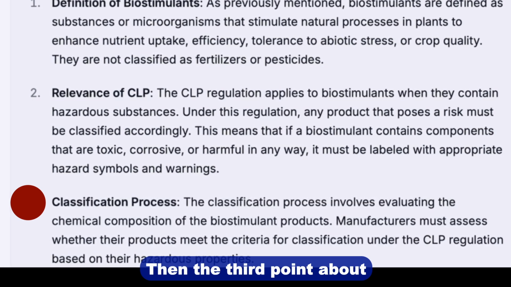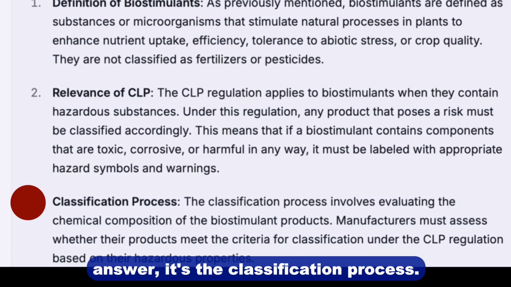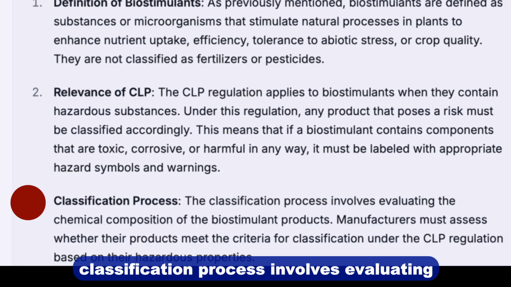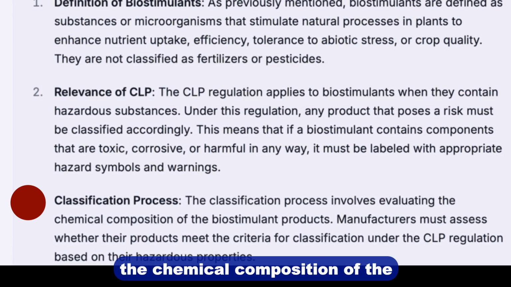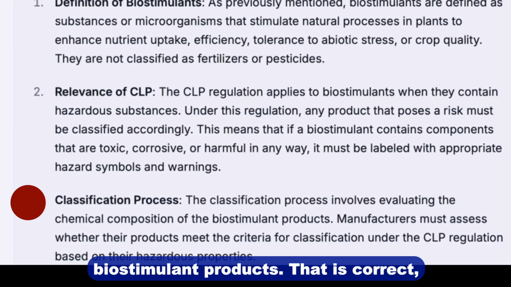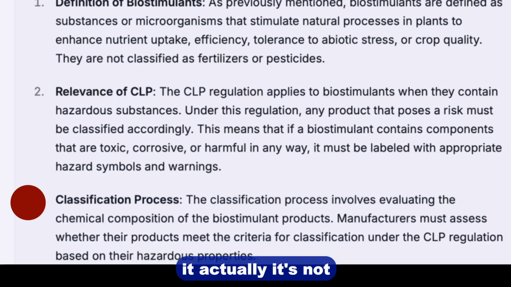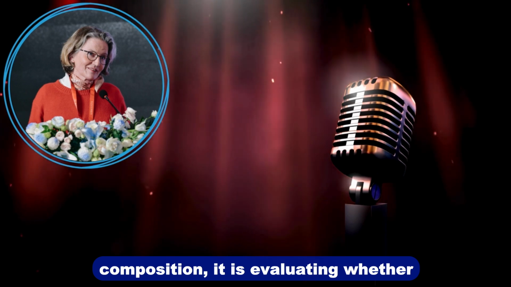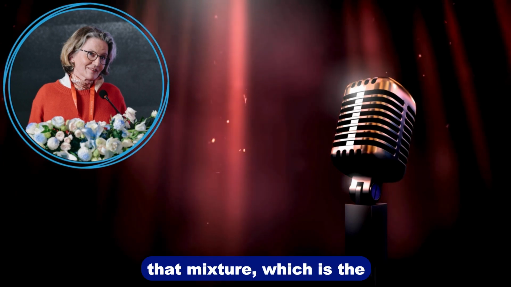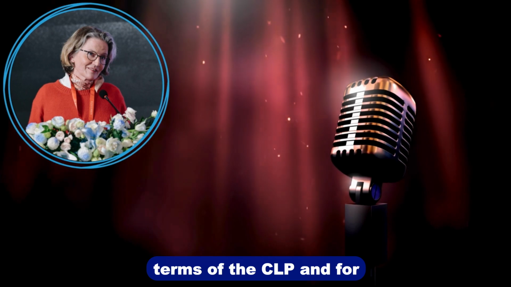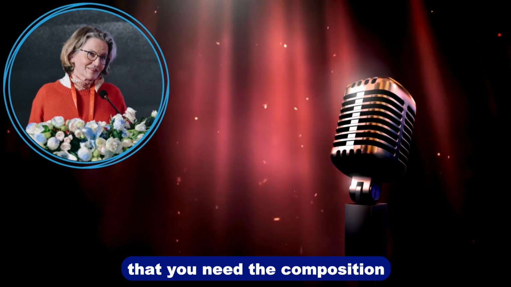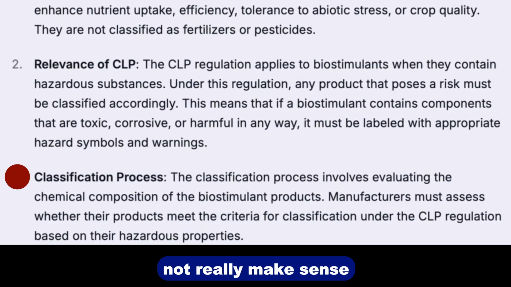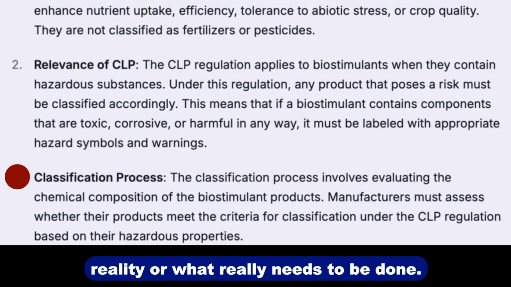Then the third point of this first answer is the classification process. There it says the classification process involves evaluating the chemical composition of the biostimulant products. That is not correct. It's not about evaluating the chemical composition. It is evaluating whether that mixture, which is the biostimulant, needs to be classified in terms of the CLP. And for that, you need the composition up to 100%. So again, that sentence does not really make sense and does not reflect what really needs to be done.